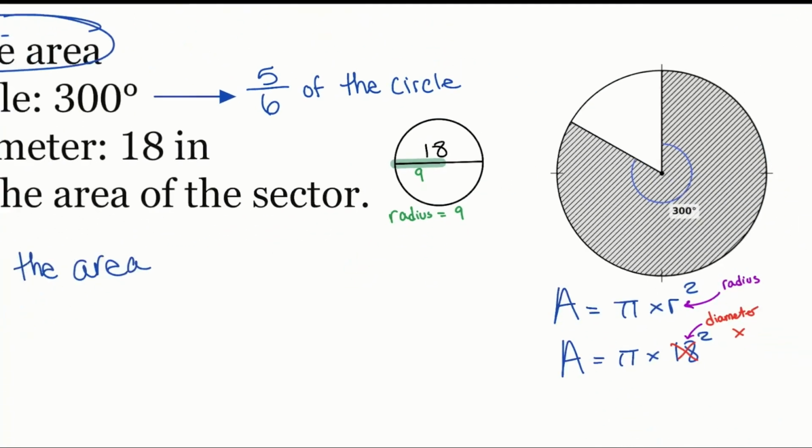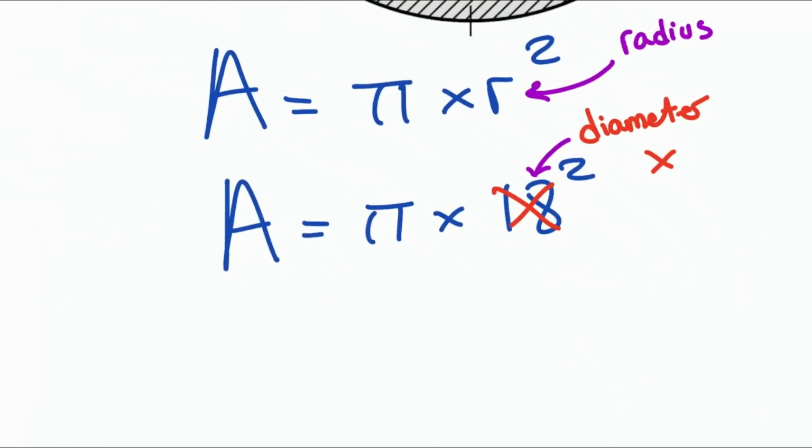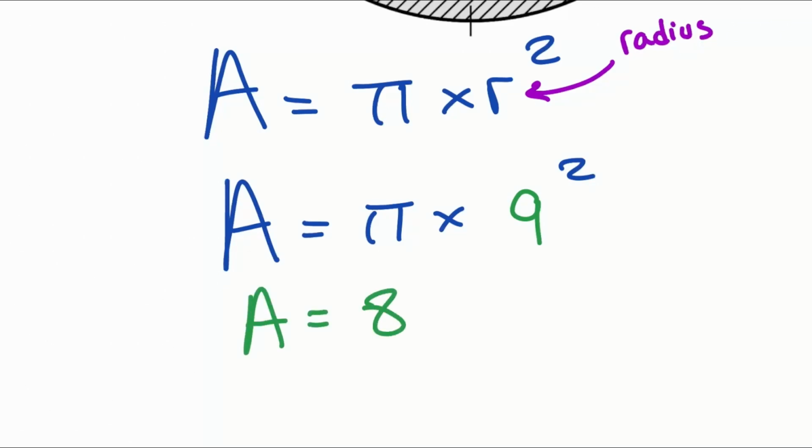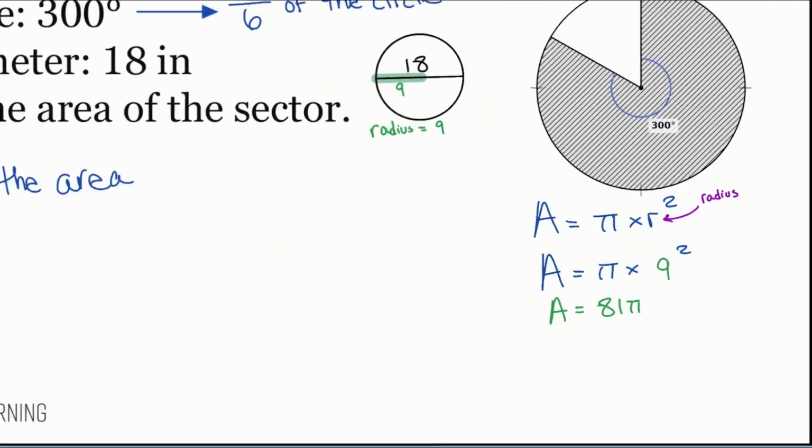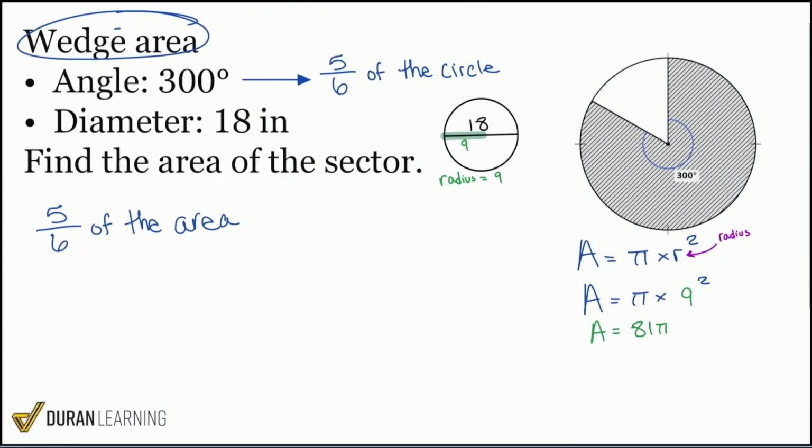And so because of that, now that we have the right radius, we can get rid of all of this and plug in the right radius, which is going to be 9. 9 squared is 81, so our area will be 81 pi. There's my area. Now we're good to go, because 5/6 of the area translates to 5/6 of 81 pi, which turns into 5 over 6 times 81 pi.